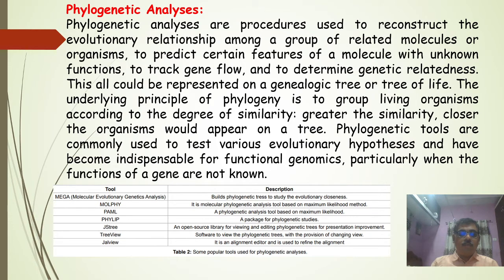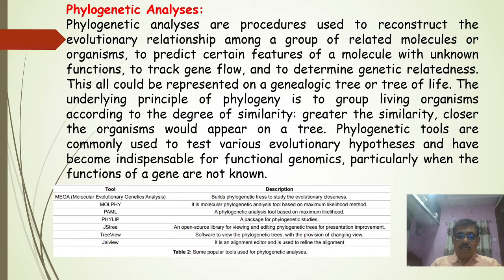These are the tools and descriptions which are used for phylogenetic analysis. First one is MEGA, that is Molecular Evolutionary Genetic Analysis. These are tools or software or algorithms which are used to determine the similarities and dissimilarities among similar organisms, or the degree of similarity at the molecular level. MEGA builds phylogenetic trees to study the evolutionary closeness. Then MolPhy, a molecular phylogenetic analysis tool based on the maximum likelihood method.